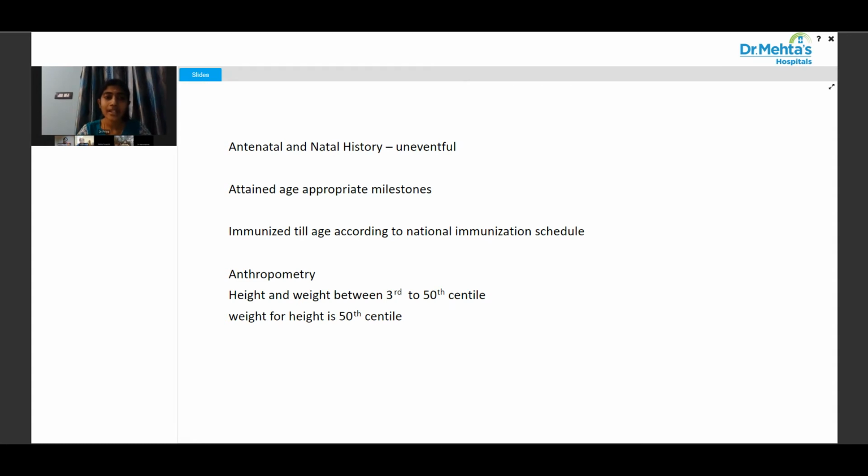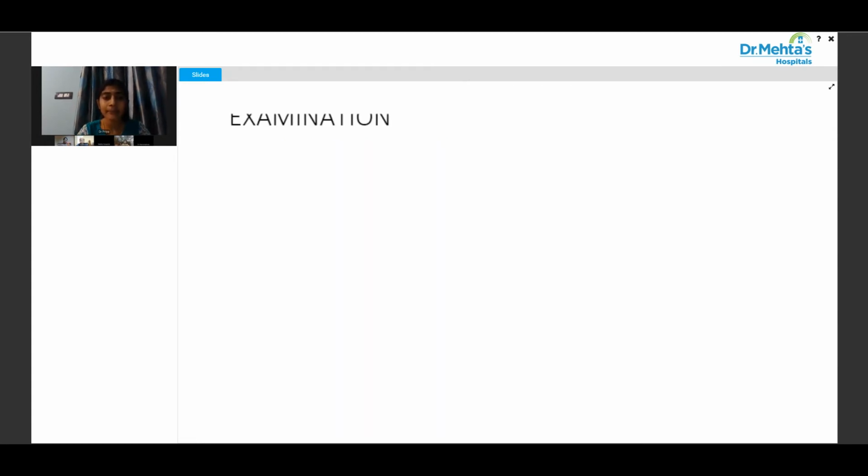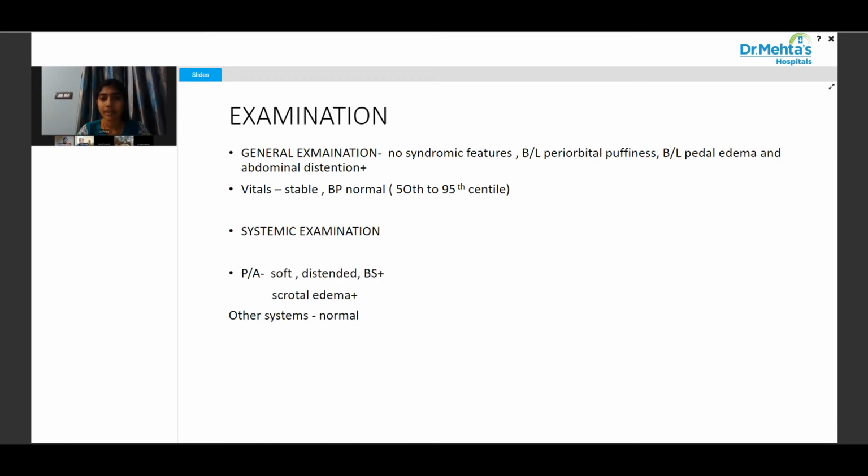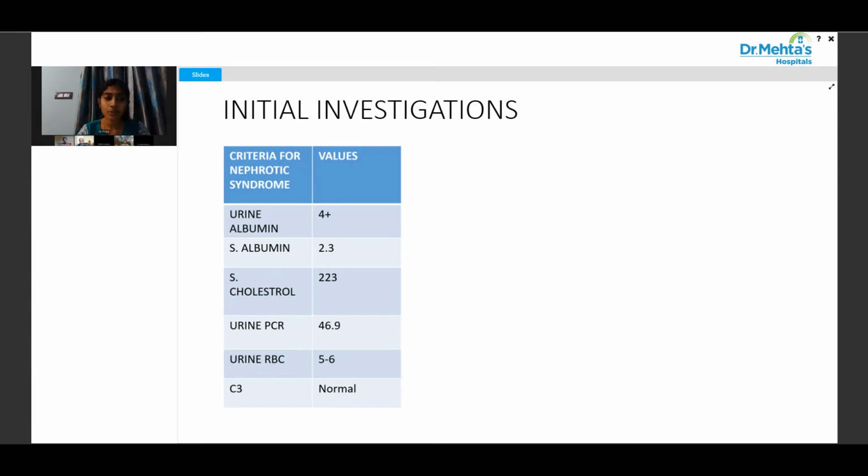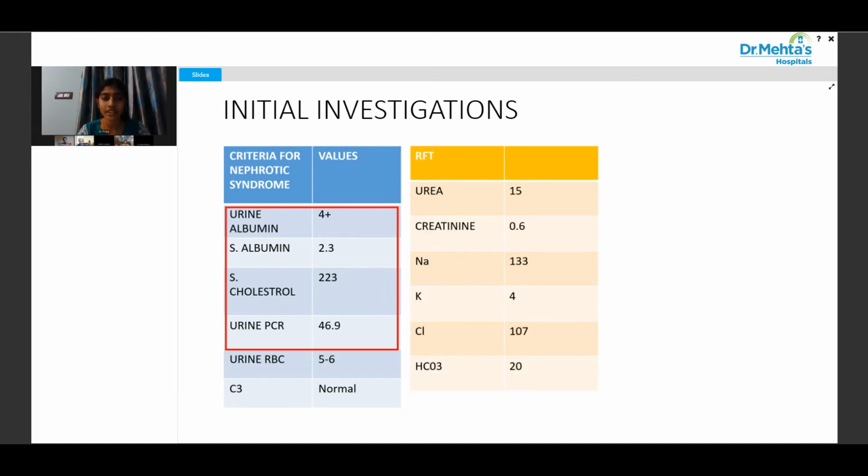Moving to the examination, on general examination, he did not have any syndromic features. He had bilateral periorbital puffiness, bilateral pedal edema, and abdominal distension. Vitals were stable. BP was normal, between the 50th and the 95th percentile. On systemic examination, abdomen was soft, distended, bowel sounds were present, scrotal edema was present, other systems were normal. The initial investigation showed urine albumin of 4+, serum albumin of 2.3, serum cholesterol of 223, and a urine protein creatinine ratio of 46.9, which fitted the criteria of nephrotic syndrome. Other basic investigations like initial renal parameters, urea, creatinine, and electrolytes were within normal limits.